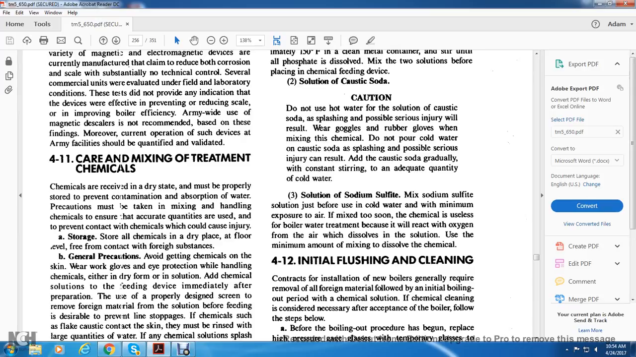3. Solution of sodium sulfite. Mix sodium sulfite just before use, in cold water, with minimum exposure to the air. If it is mixed too soon, the chemical is useless for boiler water treatment because of the reaction with oxygen from the air which is dissolved in the solution. Use the minimum amount of mixing necessary to dissolve the chemical.